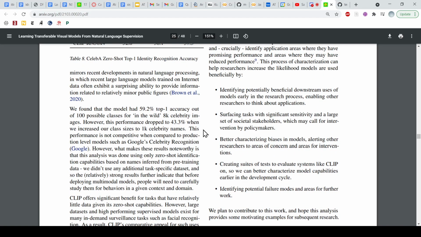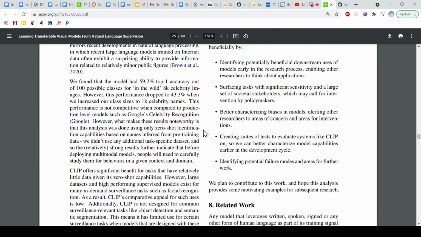Let's see. Identifying potential beneficial downstream uses of models, surfacing tasks with significant sensitivity, characterizing models in general, creating suites of tests to evaluate systems like CLIP. Kind of cool.